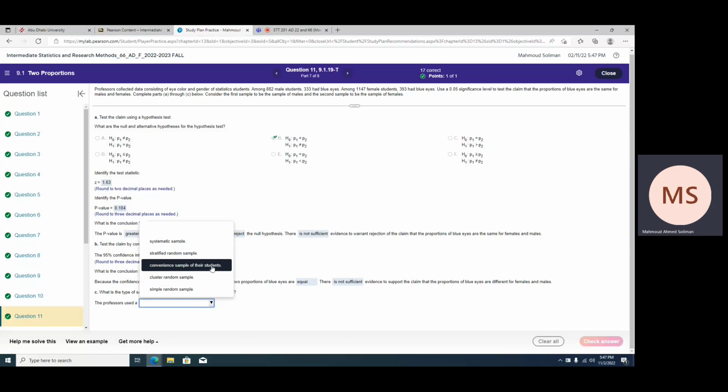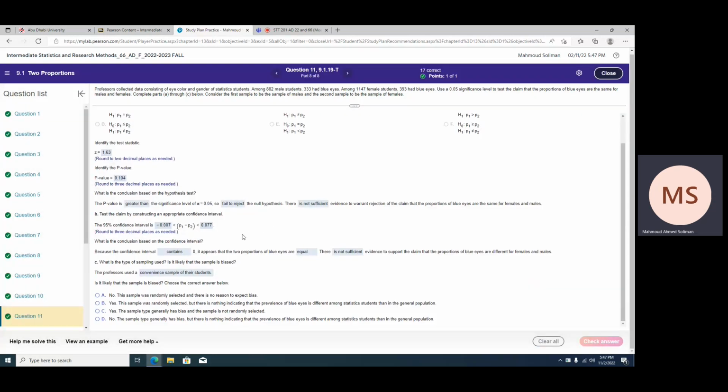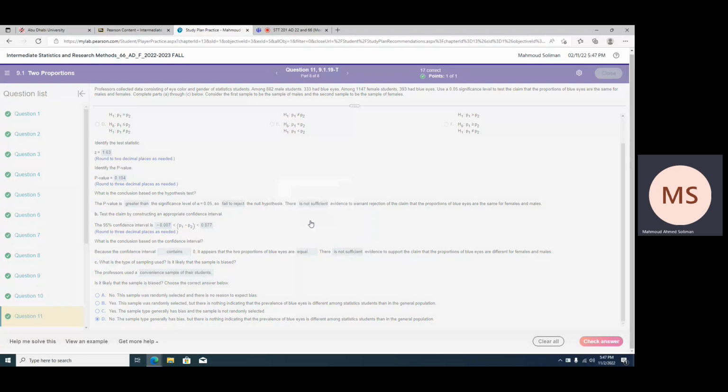Okay. So this professor asked his students, so it's a convenience sample because it's easy for the professor to get. Now we have to think about how they use the sample. Is it biased? No, it's not biased because they didn't compare it with the population. He only got the proportion and that's it. He didn't compare it to the general population.